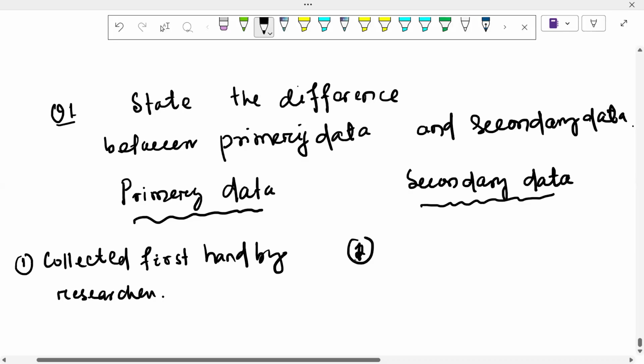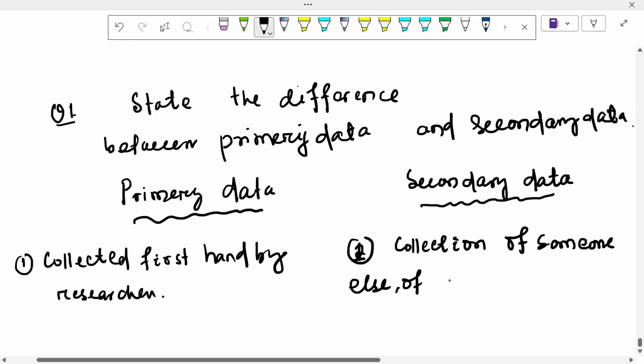First point of the secondary data: collected by someone else, often for a different purpose. This is the first point of the primary data and secondary data.